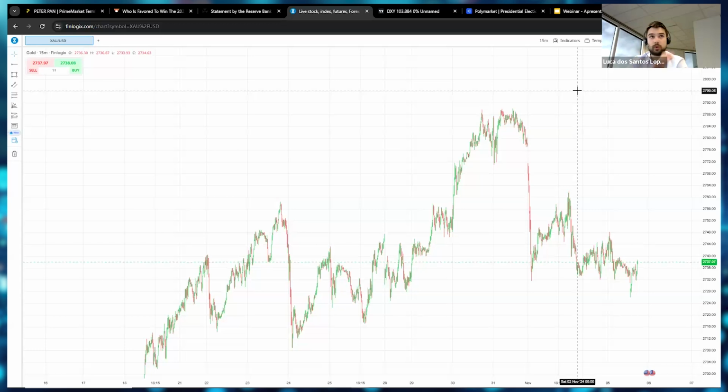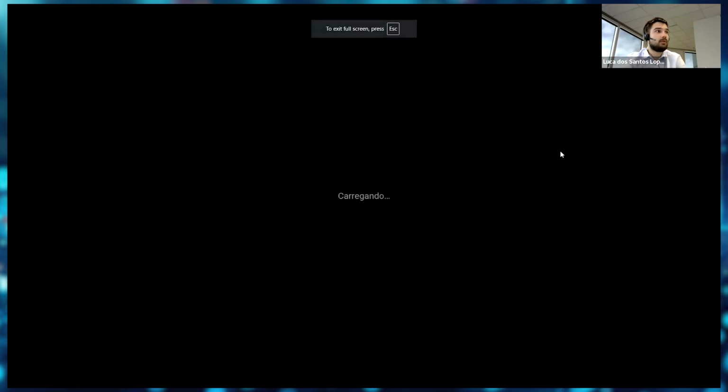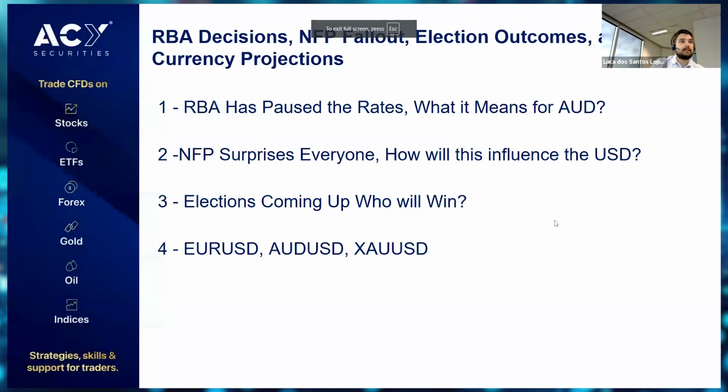Now just going over everything again here. The RBA has paused the rates. What it means for the Australian dollar is some sort of bullishness, because we don't have the RBA talking about cutting the rates. They've paused the rates again, but they haven't cut, and they're not talking about cutting. They're talking about bringing inflation down, and that means maintaining the rates at restrictive levels.